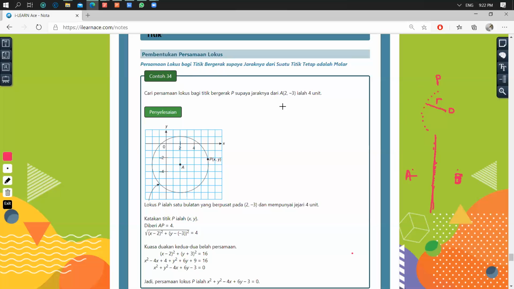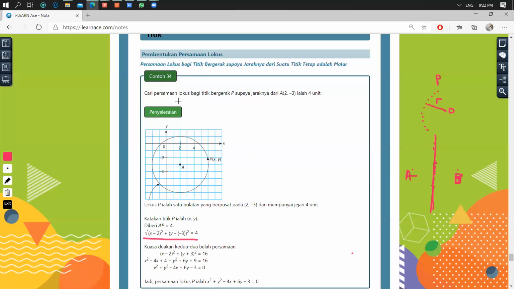This one is different. You don't need to know how to identify the loci, just that you need to know how to form the equation. For this, usually you need to use the distance formula. So let's start with this question. We have 4 questions to go through.